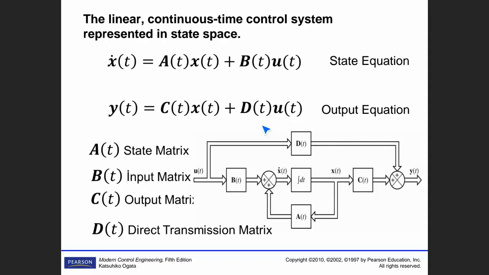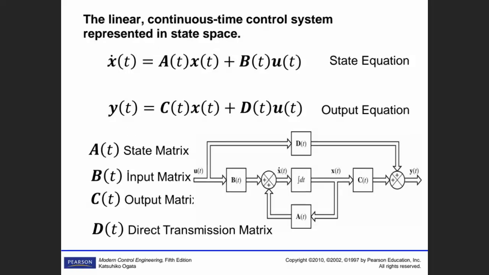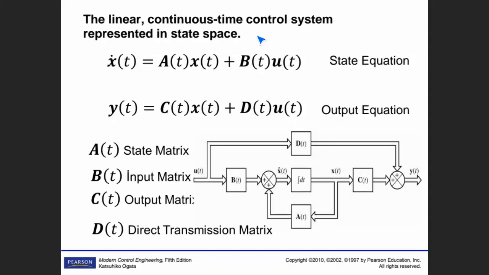X dot integrated, you obtain X. X is multiplied with C, plus the effect of D coming here, and you obtain the output. This is the block diagram representation of those state equations. This is the state equation, the other one is the output equation. But it's all defined in state space. In Turkish, durum denklemleri. These are state space equations.